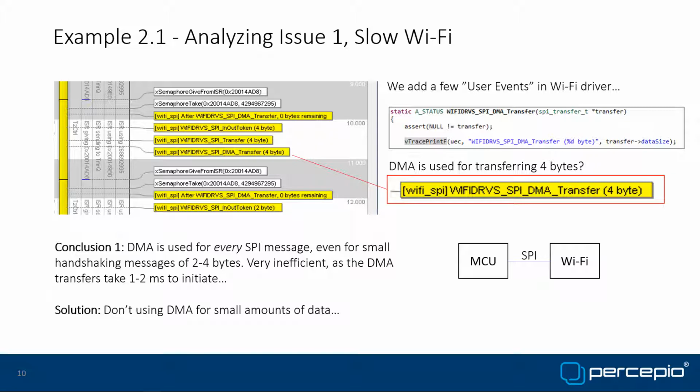As a result, every SPI message took at minimum 2 milliseconds, even if just 2 bytes were sent, which added up to about 20 milliseconds per data package. The solution was to add a condition on the message size, so that DMA is only used for larger messages.